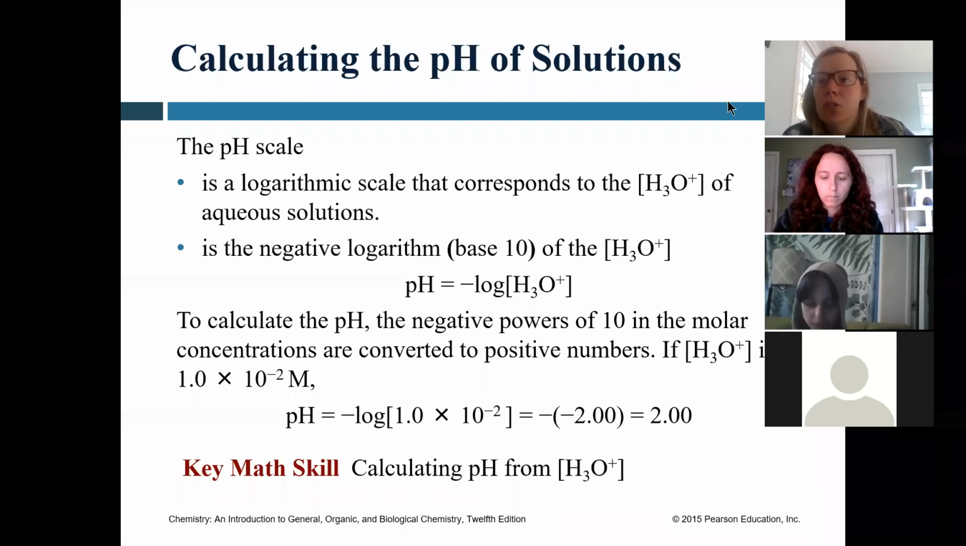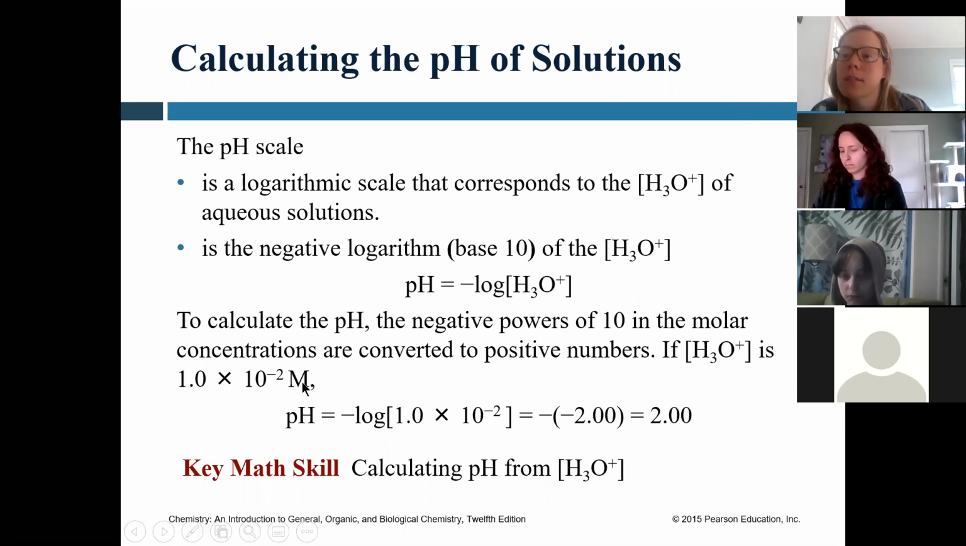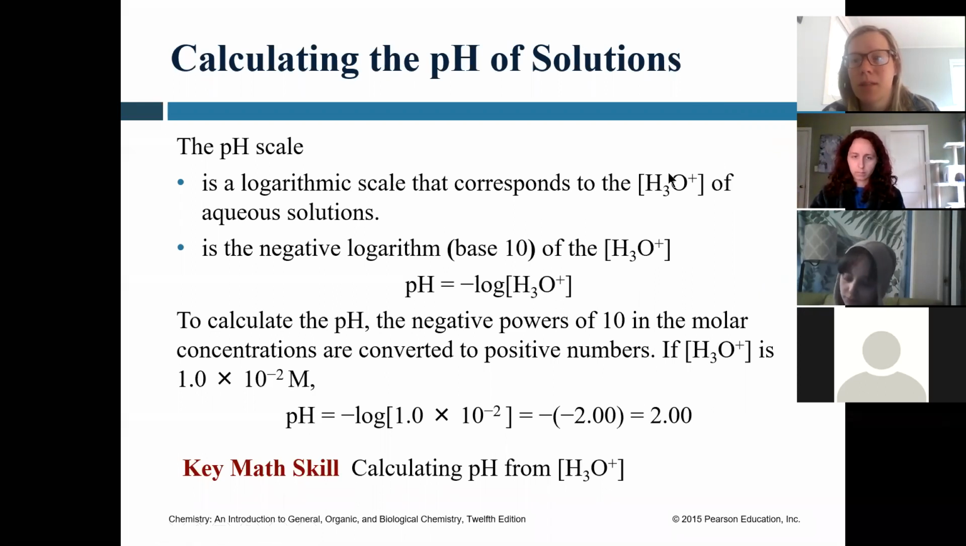So here it says, calculate the pH if you know that the H3O plus concentration is 1.0 times 10 to the negative 2. I want you to plug this into your calculator because I want you to get comfortable with where the log button is and stuff. So I know pH equals the negative log of this H3O plus concentration. I'm literally just going to take that H3O plus concentration and insert it into my equation.